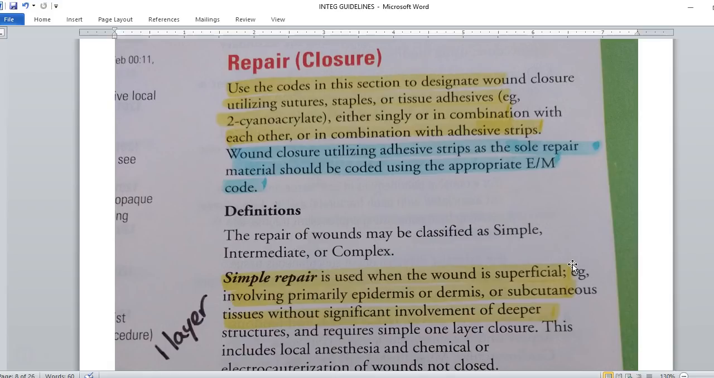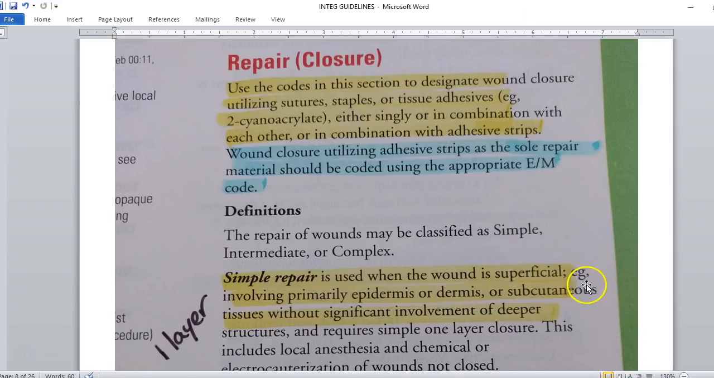These codes are also used for any other type of wound closure, but as it says, utilizing sutures, so that's our stitches, staples, or tissue adhesives, which is like a liquid Band-Aid. And we can use these either singly or in combination with each other or in combination with the adhesive strips. However, wound closure utilizing adhesive strips as a sole repair material should be coded using the appropriate E&M code. So if all they're using is adhesive strips, that's E&M only, okay? They have to be using something else to be able to use these wound closures.